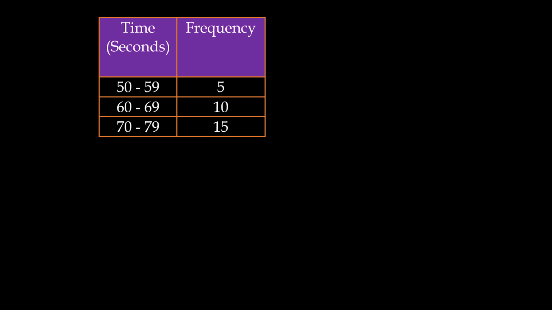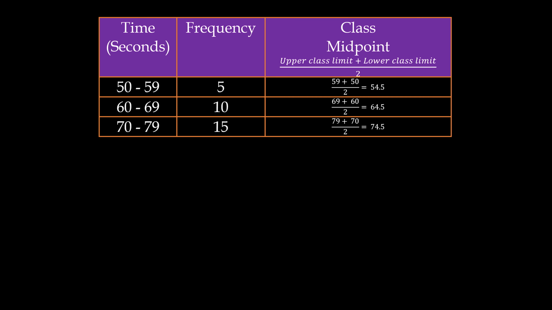Since our distribution is broken into classes, we don't have an exact x value to put into our equation, but rather a range of numbers. So what we are going to do is pick one number from each class as a representative. That number will be our class midpoint.